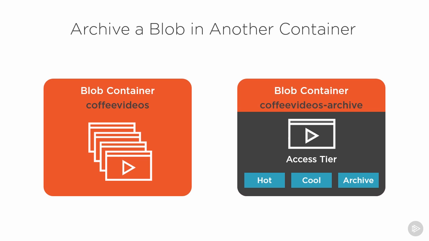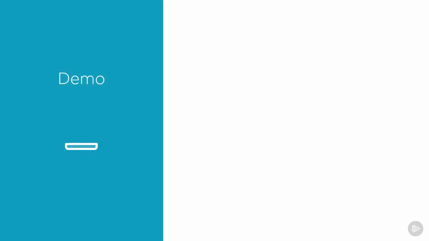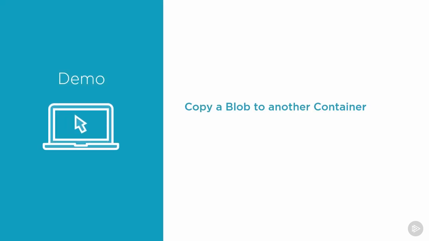As the videos of the Coffee Videos archive container won't be accessed frequently, we set the access tier to cool. Cool would still allow the Wired Brain Coffee company to restore videos very quickly. The storage costs for cool are lower than the storage costs for hot. But to access a cool blob is more expensive. Now let's do this. In this demonstration, you will learn how to copy a blob to another container and how to set the blob's access tier to cool.